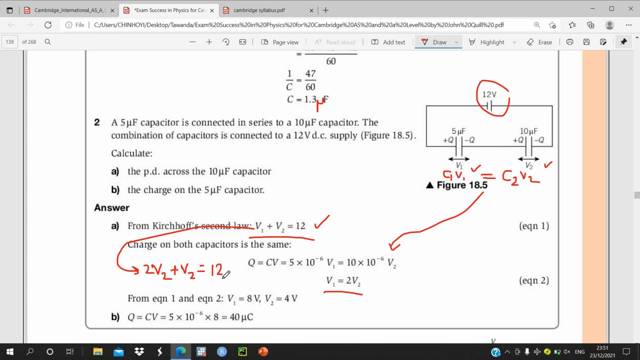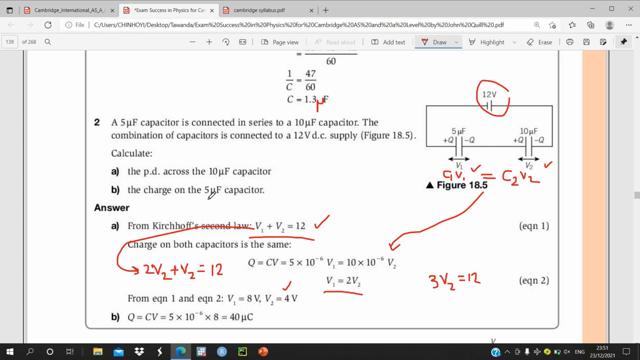And if we add here, we are going to get 3v2 is equal to 12, and then you divide by 3. That's why we are saying our v2 is 4. Then if you back substitute here, you would see that v1 voltage is equal to 8 volts. So across the 10, our v2 will be equal to 4 volts.